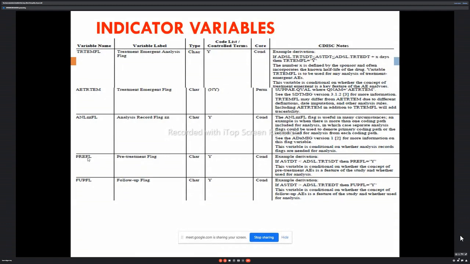After treatment, like end of the treatment. If adverse event started greater than treatment ended, then it is FUPFL. That is, FUPFL is equal to Y. That means that the adverse event occurred during the follow-up. Yes. Understand the logic, everybody?